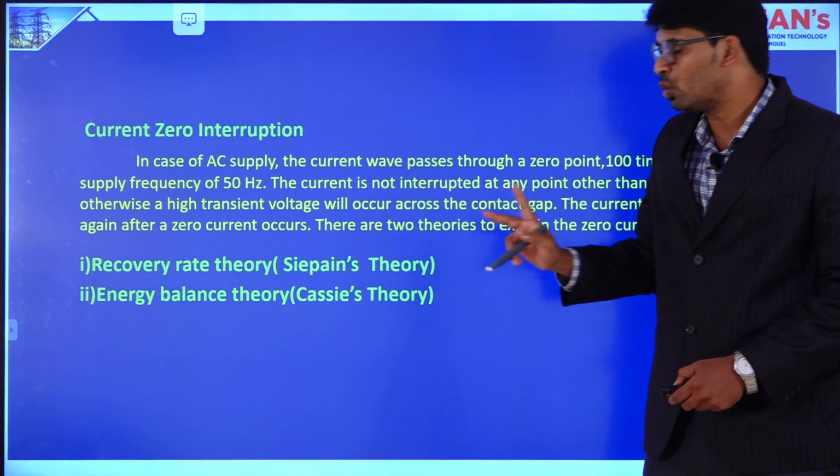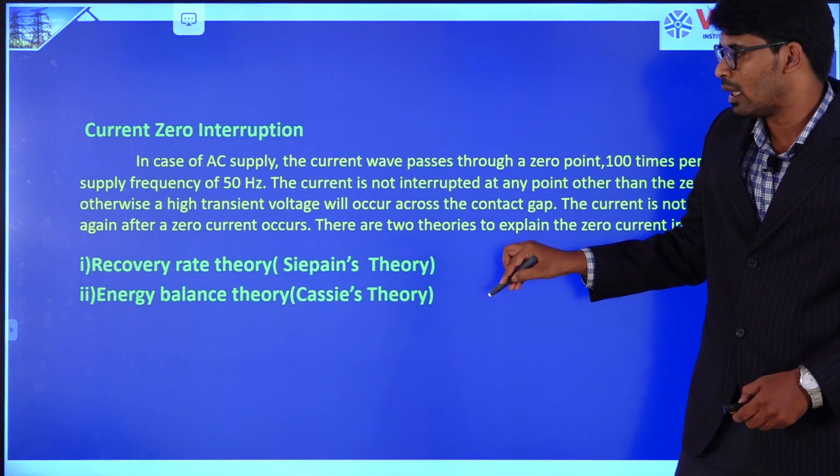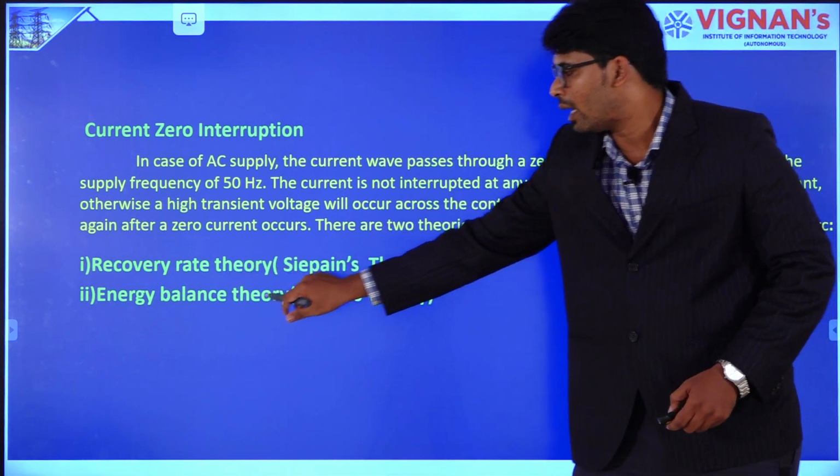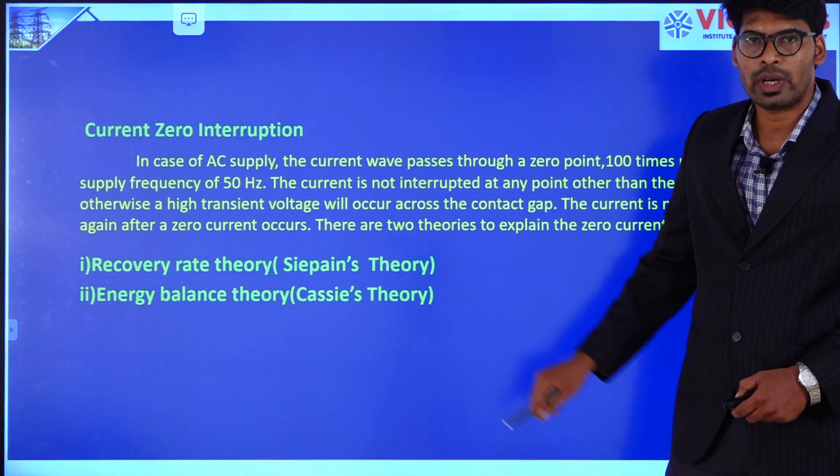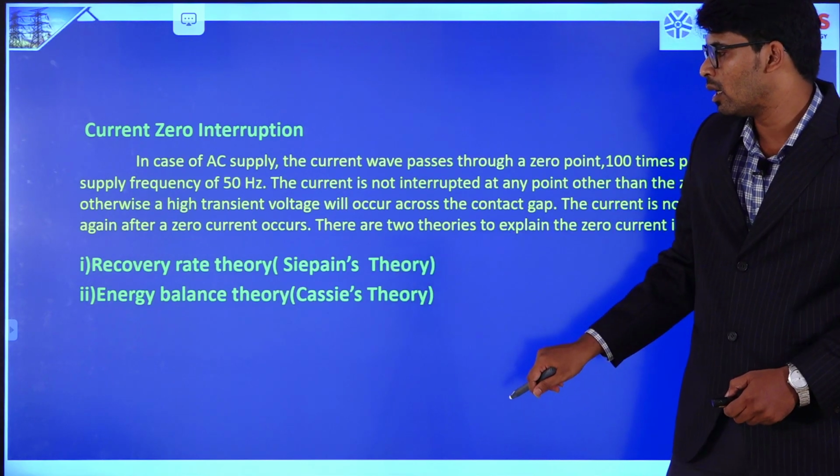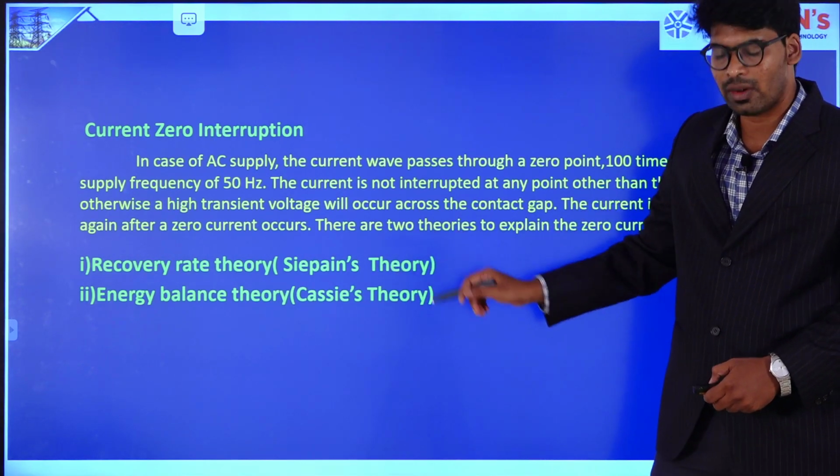We have two theories to explain this current zero interruption: the recovery rate theory and the energy balance theory. So we'll go to that. What is the recovery rate theory?